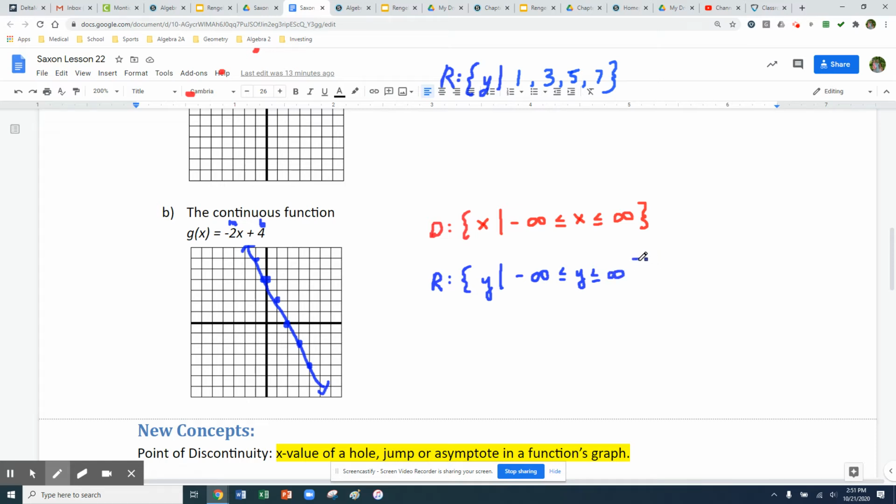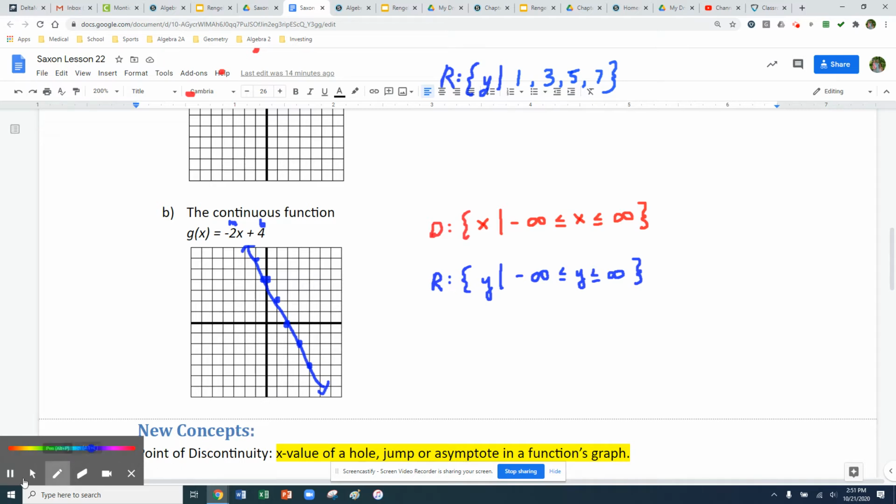So we are not going to list out all of the x and y coordinates that we're using for the domain and range, because that would just take too long. That'd be an infinite amount of points, and I don't want to sit around and write that out. So I am going to just give that span using inequalities to show that my domain and range go from negative infinity to infinity.